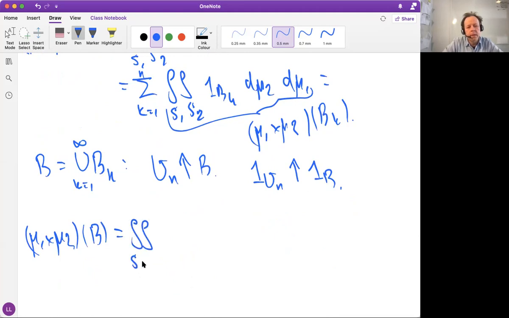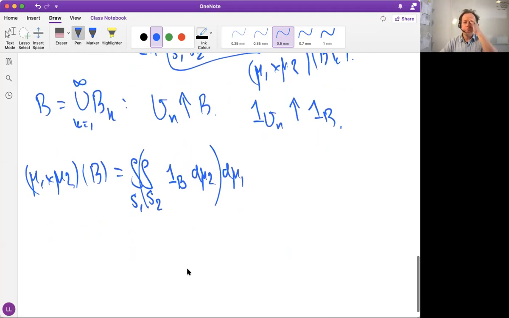Let's recall the definition. We had this outer integral, inner integral, indicator of B here. And remember, these are done one by one. Okay, now what? We know that there's a pointwise increasing limit of indicator U_n to indicator B. So especially we know that for every s1, s2 pair, these numbers increase to the indicator of B at (s1, s2).